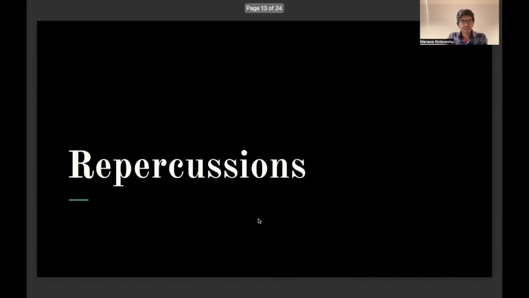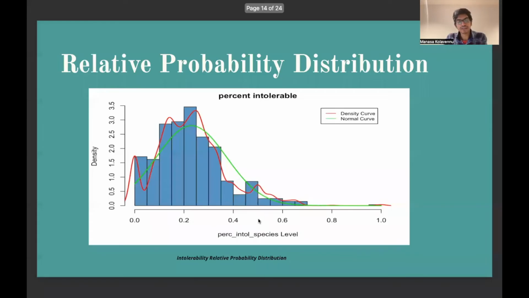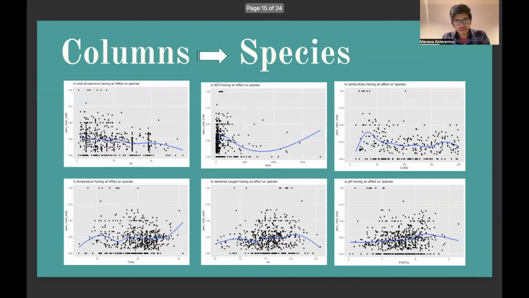And then getting into the topic of which column is having the most impact on the species. Before that, we'll just see how this target column has been distributed. In this curve, we can see that the yellow line is the normal distributed curve, and the red one is the curve related to this percent of intolerable species column. So we can see that it is slightly right skewed, and most of the species are less than 25% intolerable. And then coming to see which column is having an effect on this.